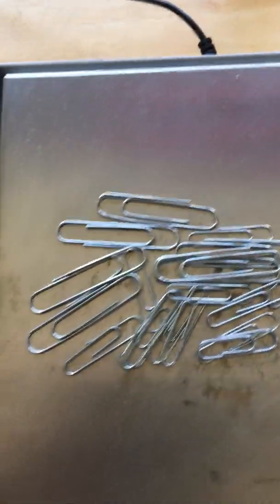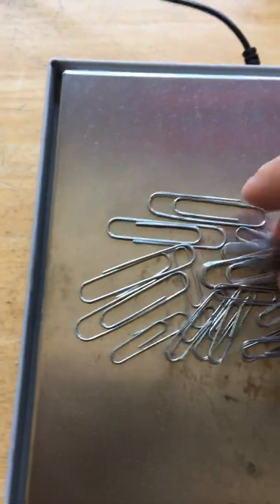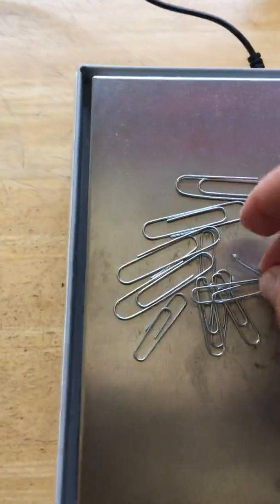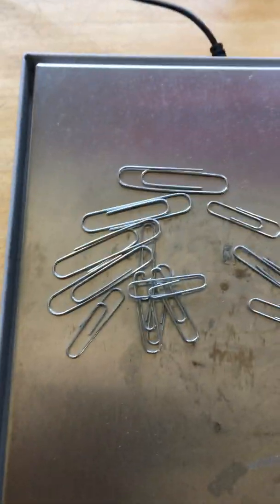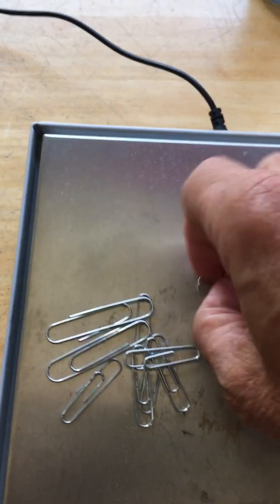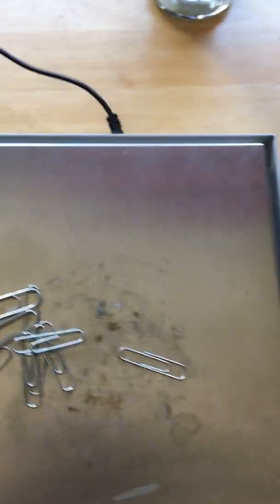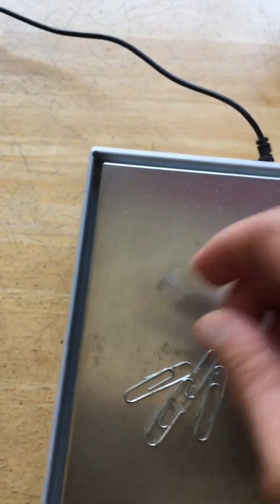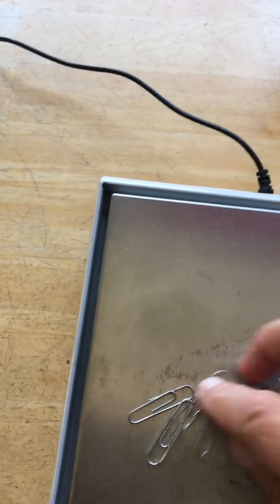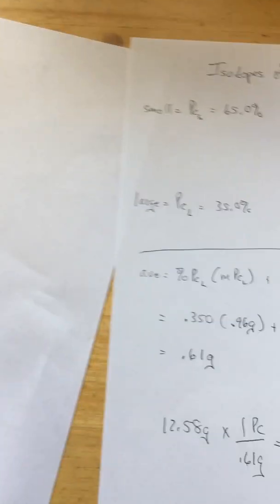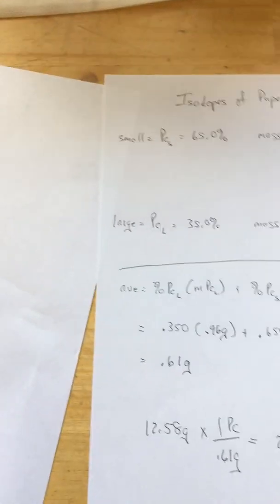Let's do it. 1 paper clip, 2, 3, 4, 5, 6, 7, 8. I know the suspense is killing you. 9, 10, 11, 12, 13, 14, 15, 16, 17, 18, 19, 20 paper clips, between there and the one that got stuck in the side. So you can see, even in this small sample, counting by weighing worked.